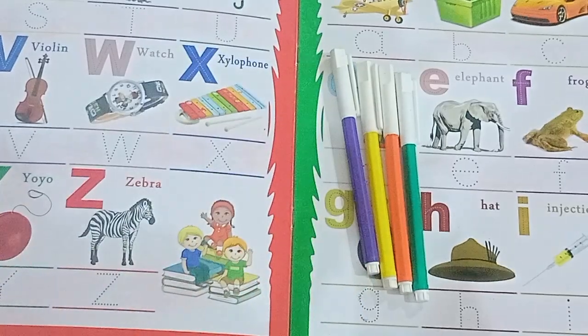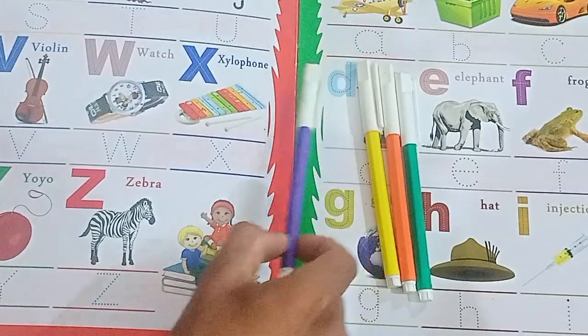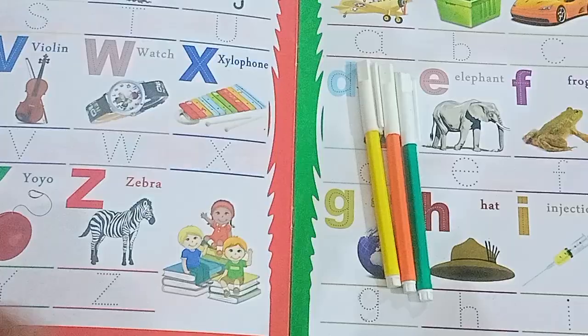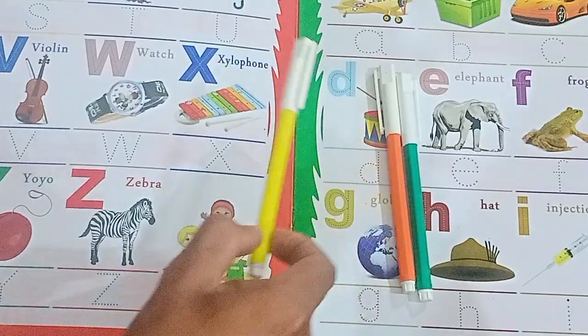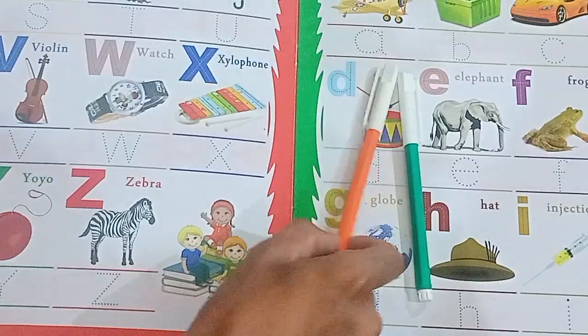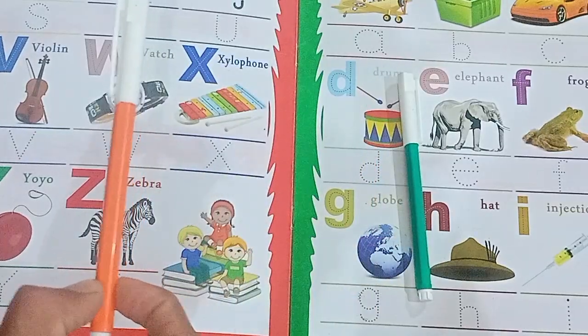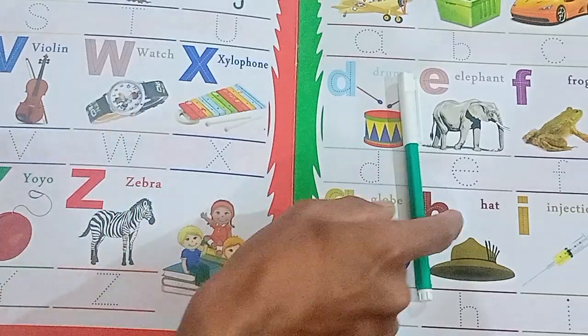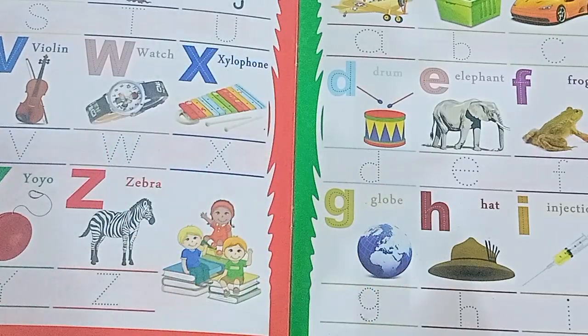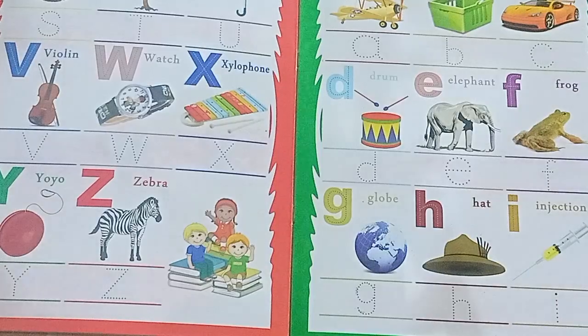Black color, purple color, yellow color, orange color, green color. Now we will start capital and small alphabet from A to Z.